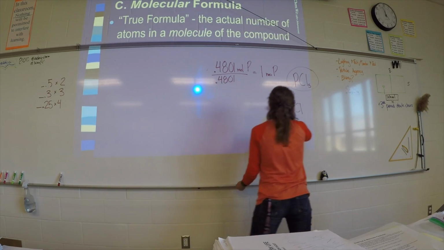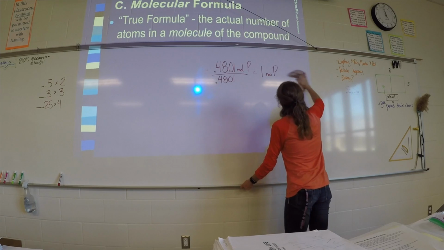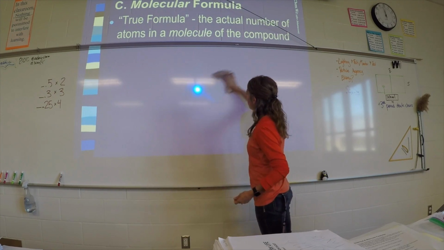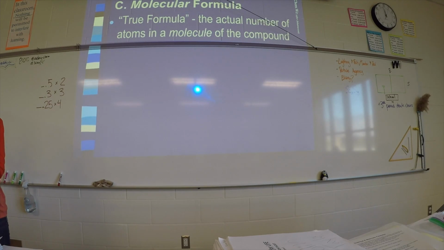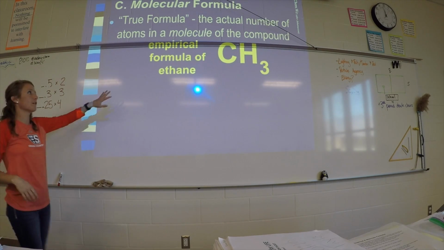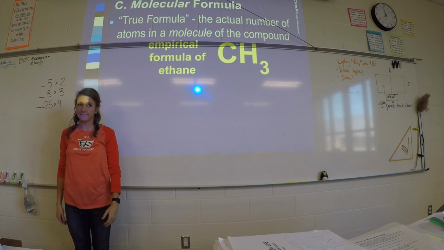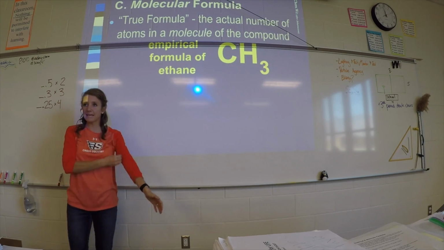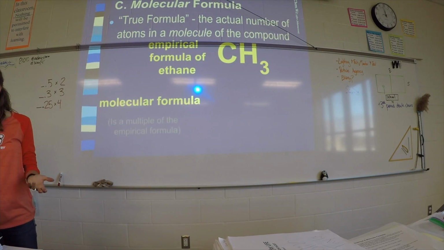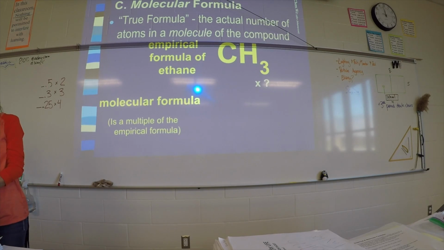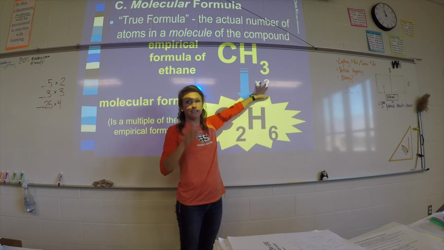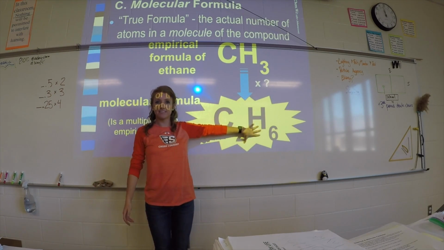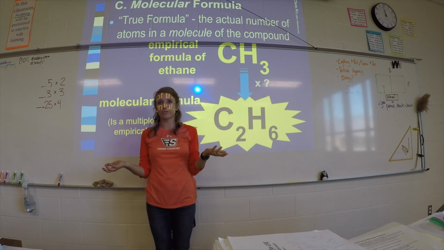So to find the molecular formula, we need to find some sort of multiple that we multiply by to get what it really is. For example, the empirical formula for ethane is CH3. We saw this one in the beginning. Its actual molecular formula is C2H6. So we have to find what we multiply this by to get this. In this case, it was a multiple of 2.